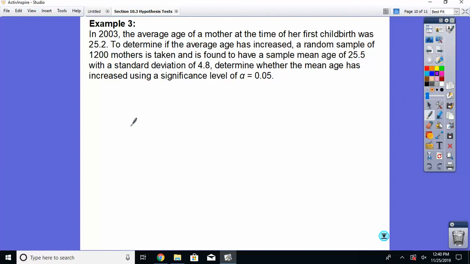Okay, first thing, no matter if we're talking about the hypothesis testing for the mean or the population proportion, we have to check our conditions. We are talking about the sample mean here because we're talking about average age. What is the condition that has to be true here? What's our criteria?